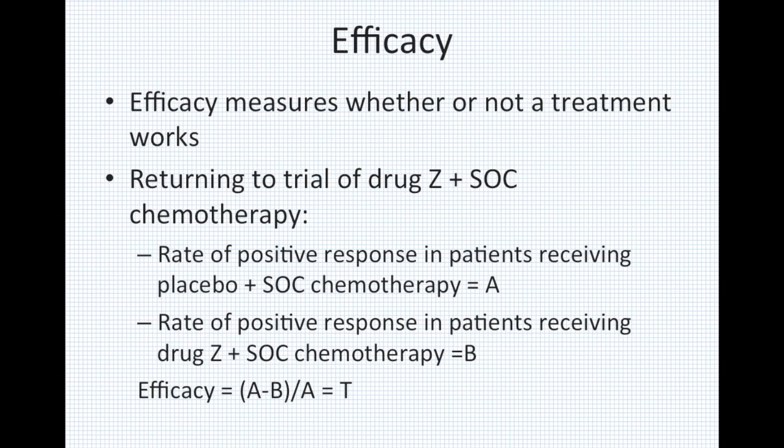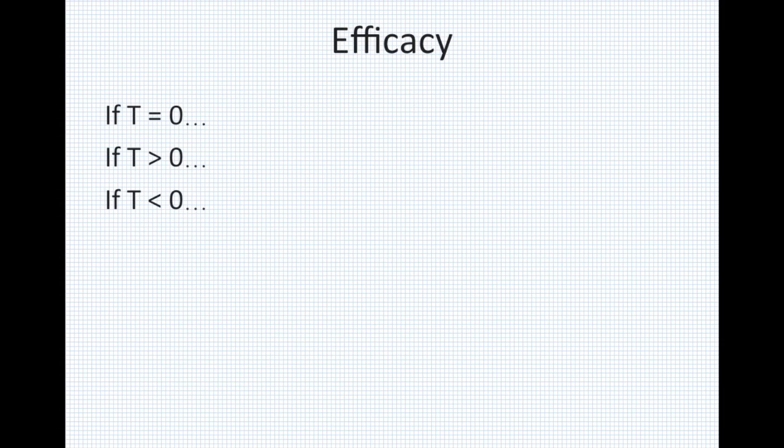So if we return to our trial of drug Z plus standard of care chemotherapy, then the rate of positive response in patients receiving placebo plus standard of care chemo is A. The rate of positive response in patients receiving drug Z plus standard of care chemo is B. Efficacy would be the rate of positive response in the control group minus the rate of positive response in the treatment group divided by the rate of positive response in the control group. So this is a little bit different than the measures of association we have already talked about. So I'll give you a minute to think about what each of these results may mean.